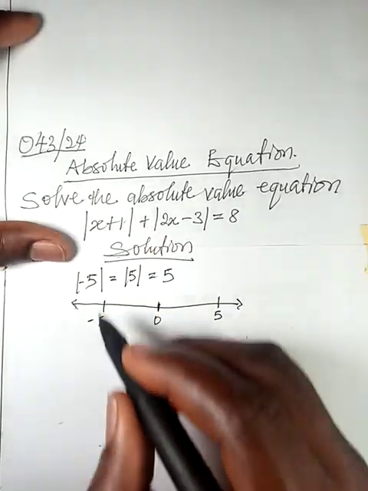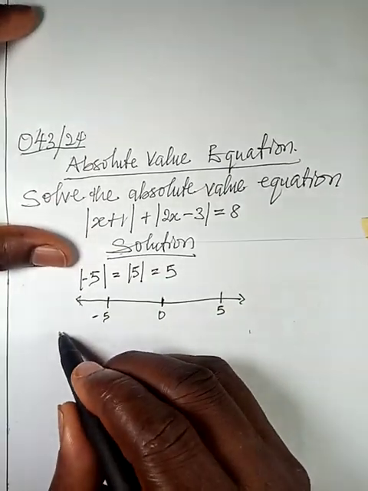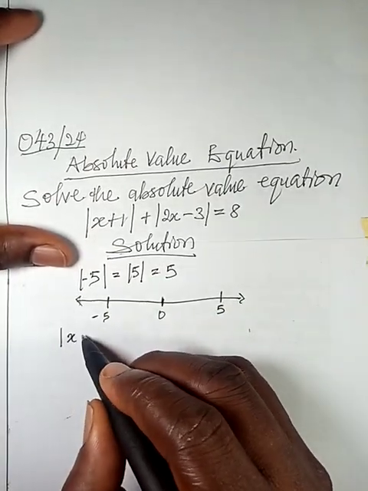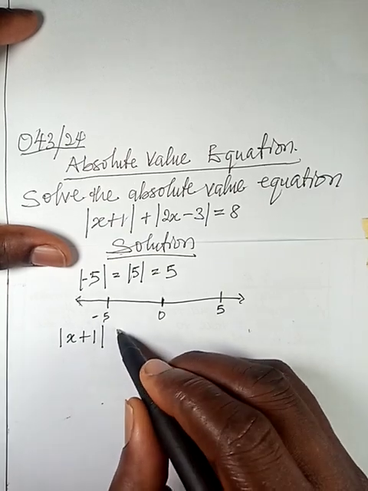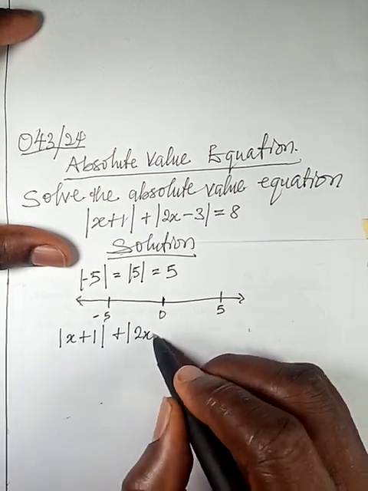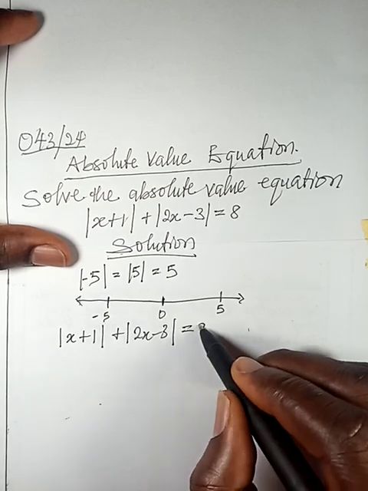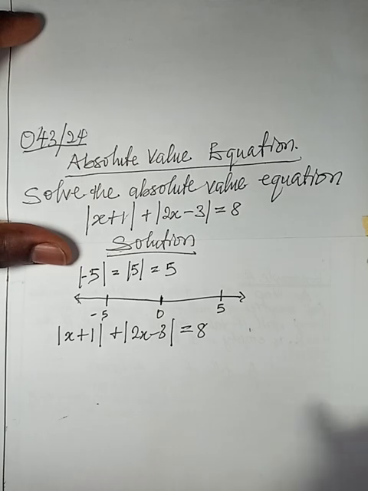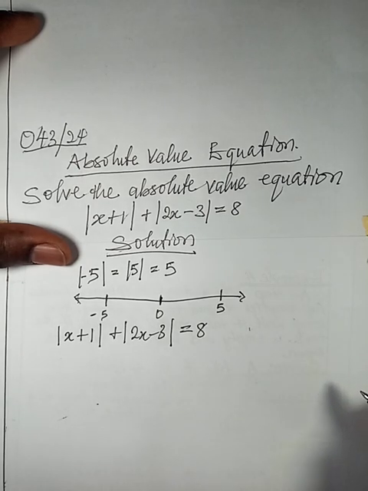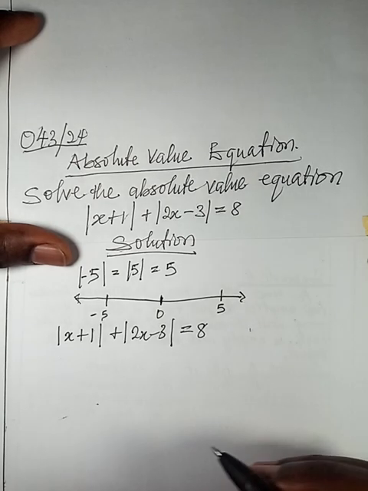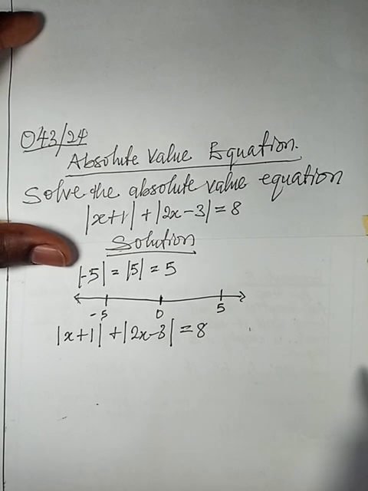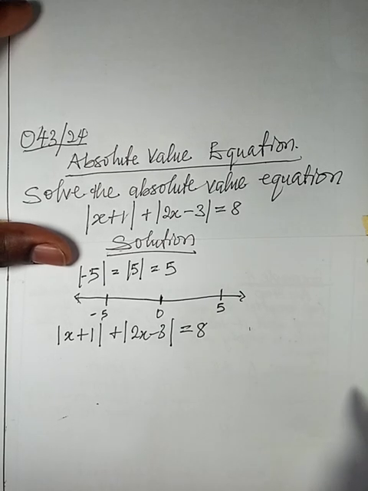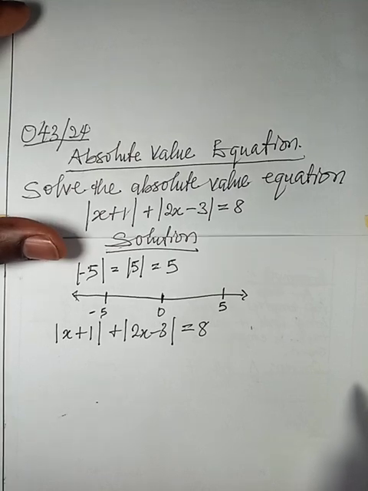So we are required to solve the absolute value of x plus 1 plus the absolute value of 2x minus 3 equals 8. There are so many ways to do this. There's one where you get all the solutions, about 4 solutions, and then substitute to find your answer. But this particular method I'm using will help you get your answer straightforwardly.